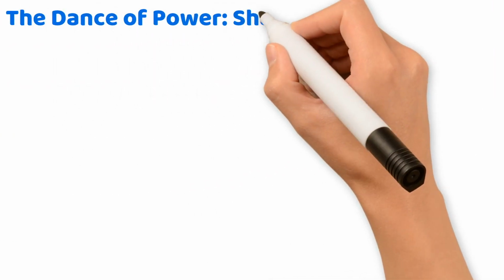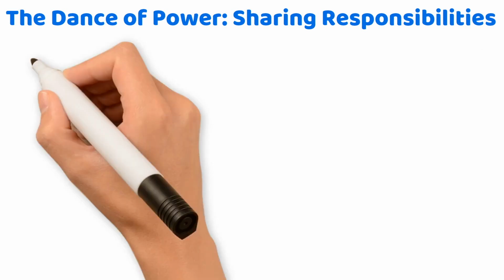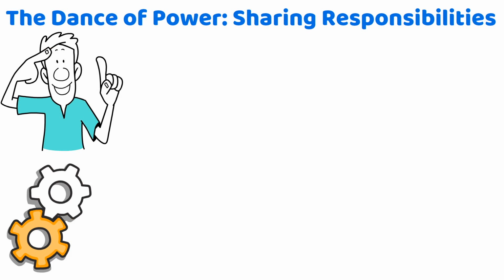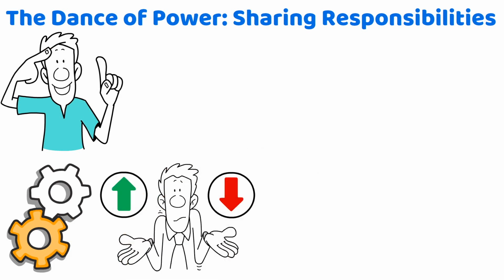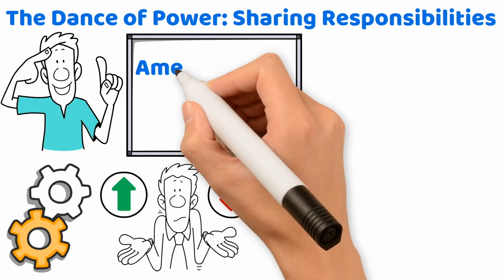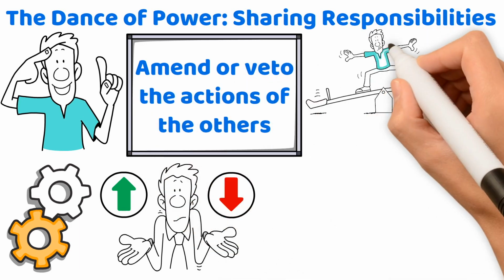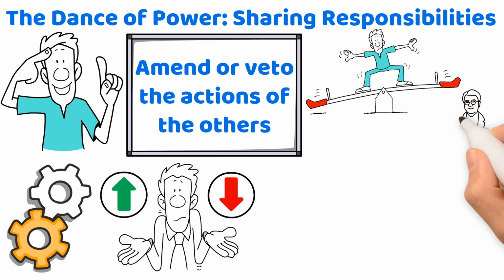The dance of power, sharing responsibilities. Understanding how these branches of government share power and responsibilities is key. They operate under a system of checks and balances where each branch has the authority to amend or veto the actions of the others, maintaining a balance that prevents any single branch from becoming too powerful.